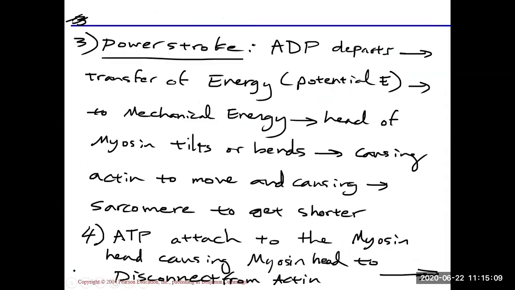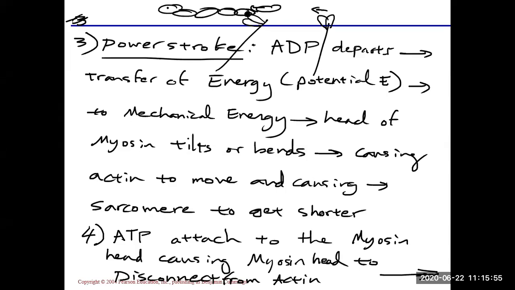Third step, power stroke. This is when the adenosine diphosphate departs, and that transfers the potential energy to mechanical energy. In other words, the head of the myosin tilts or bends, and it causes the actin to move. Also, the sarcomeres at this point are shortening. Basically, the myosin head that is already attached is tilting. So here's the myosin head, now tilted. Of course, they are attached to the actin.